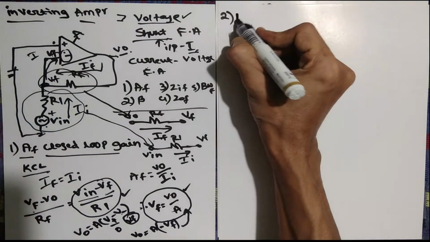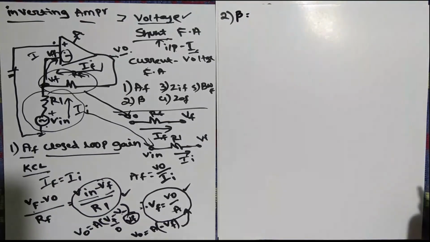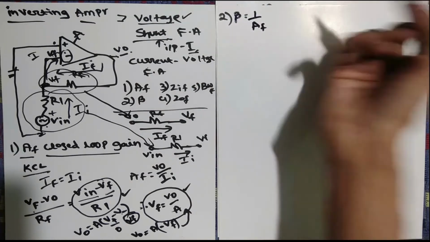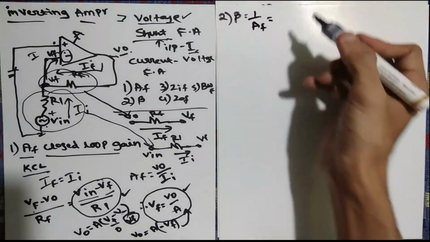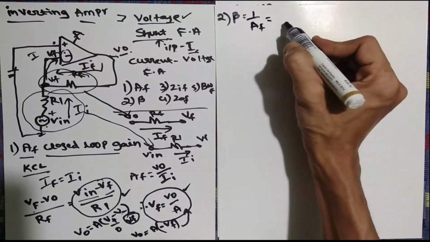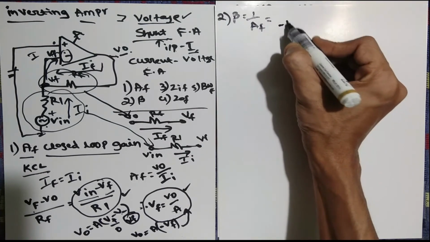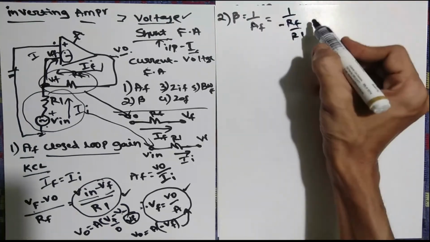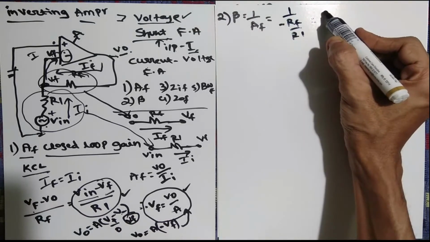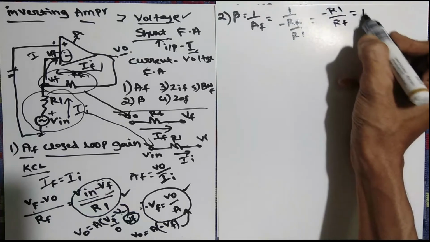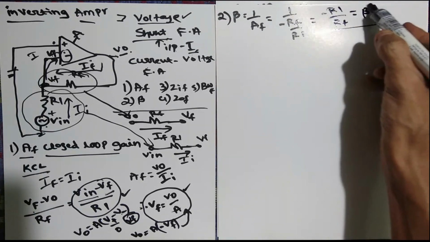Next, we can find out beta. You people know how to find the beta feedback network, which is similar to the non-inverting amplifier. When you simplify 1 by AF, we call beta nothing but, we got AF from the previous section as minus RF by R1. So this is 1 divided by this. Usually we will get the simplified version as minus R1 by RF. So this is the beta value.